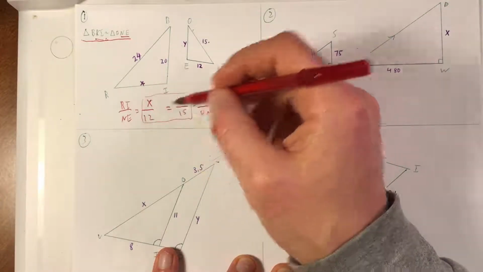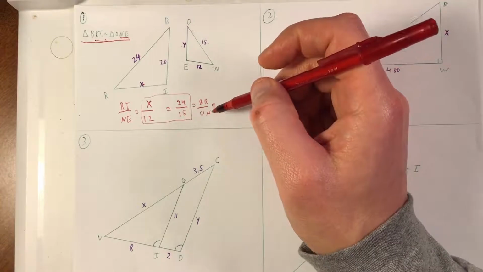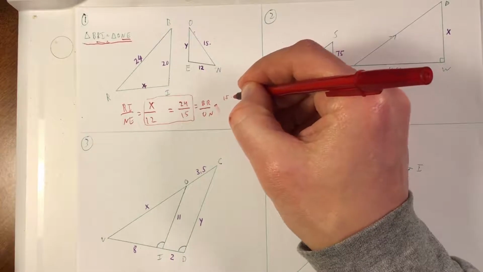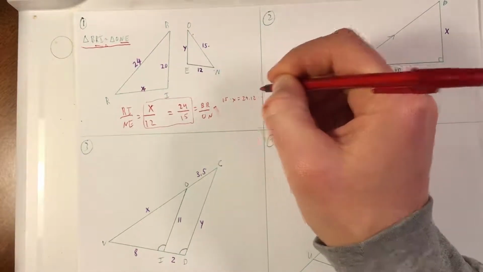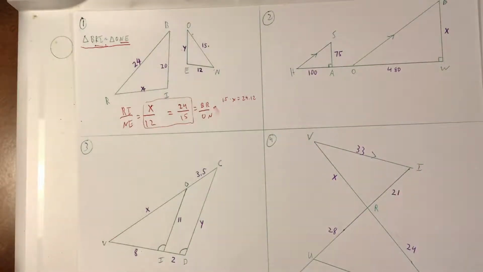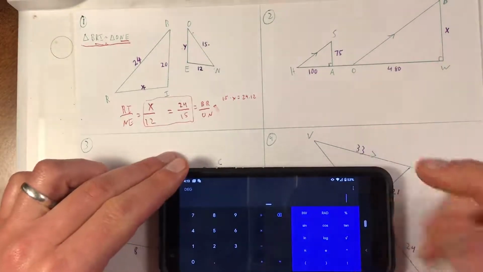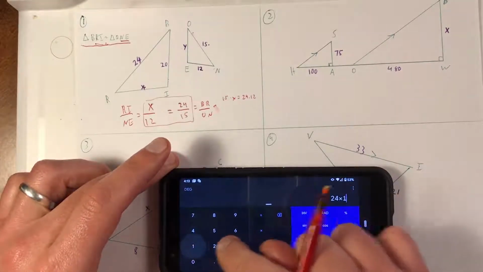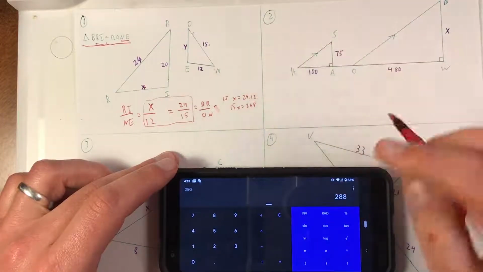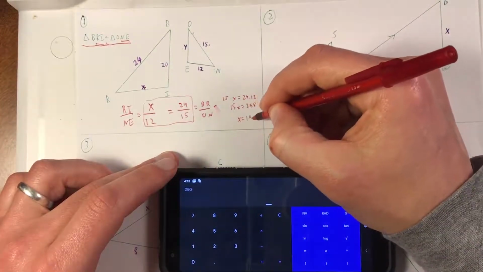You can do it the cross multiplying way, or you can do the scale factor way if you wish. It's up to you. So this is how we set it up. If I cross multiply, I get 15 times x is equal to 24 times 12. Using my calculator, 24 times 12 is 288. So 15x is 288. Divide both sides by 15, and we get x is 19.2.